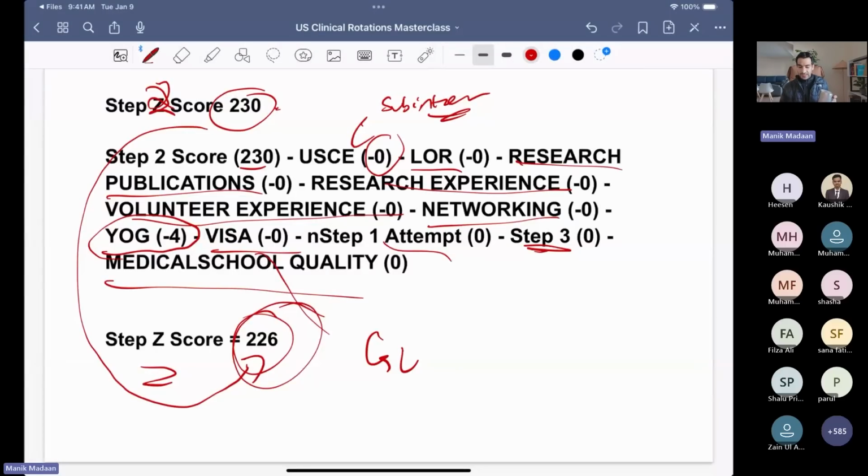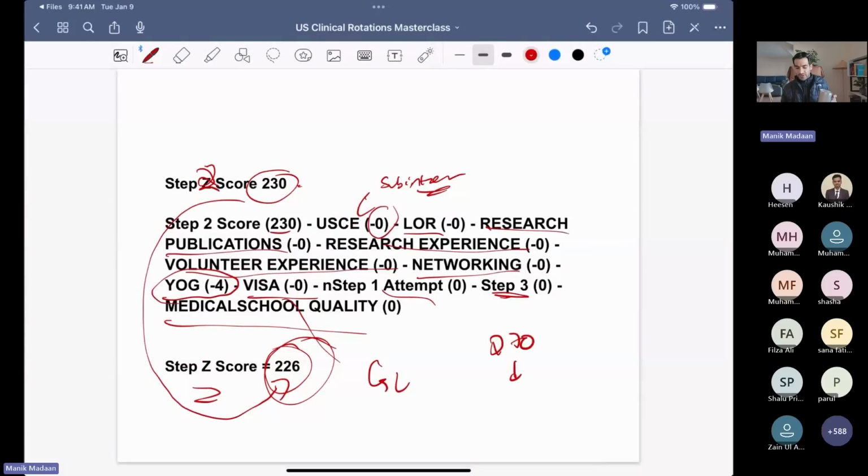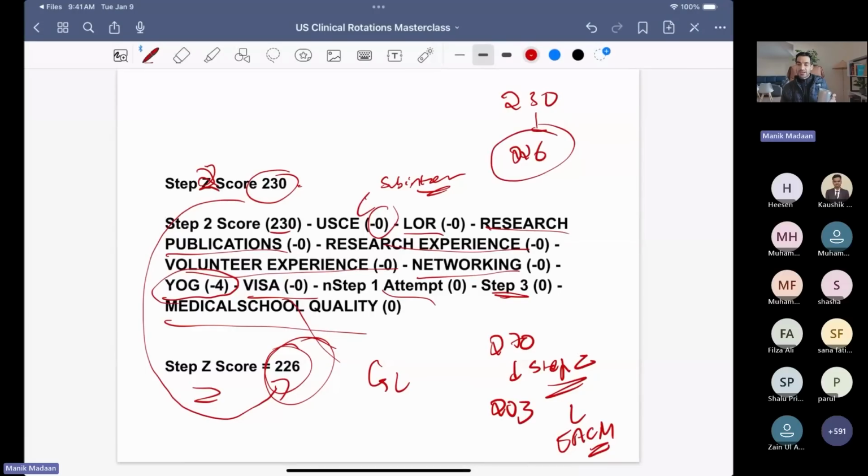So let's compare those applicants. Here you had a 270, right? A 270 went to a 203, and what they applied was the Step Z score, which is based upon the ACGME holistic model, right? Here, it went from a 230 to a 226, right? So tell me which applicant should I interview? Should I interview the guy who had a Step 2 score of 230, but their Step Z score, which is a holistic score, is 226, versus somebody who has a Step 2 score of 270, good on paper, but their Step Z score is 203, right?